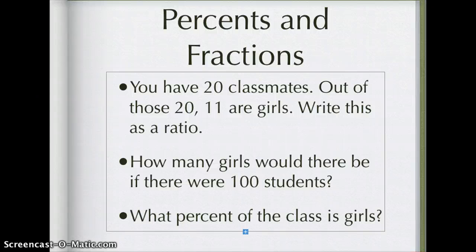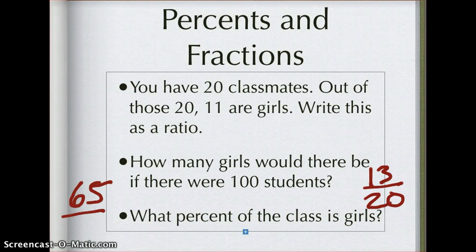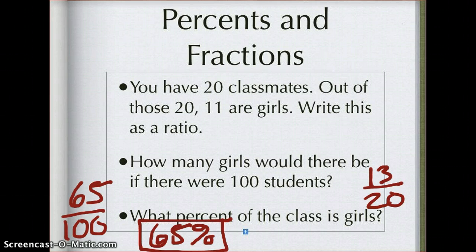All right, so on the previous slide, we had 13 out of 20, and then we figured out that that meant 65 out of 100. Therefore, what percent of the class is girls? Well, the definition of percent is how many out of 100? 65 out of 100. So 65% of the class is girls, and that would be the answer to that problem.